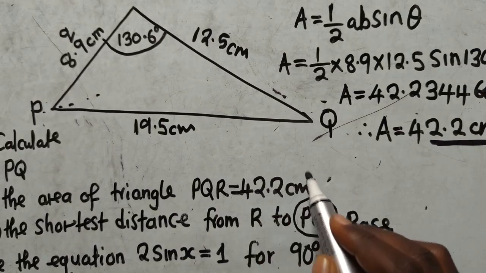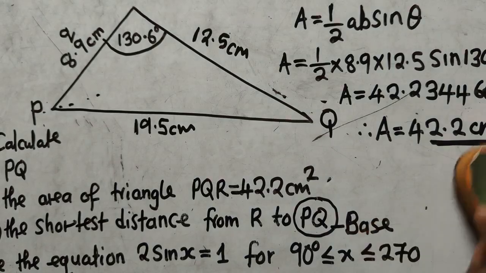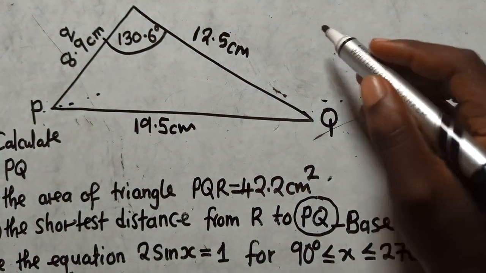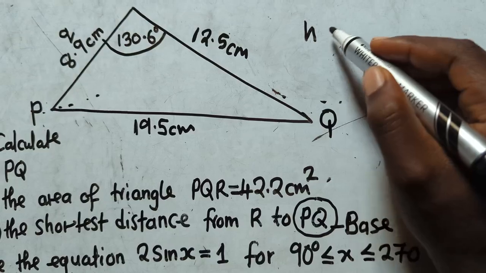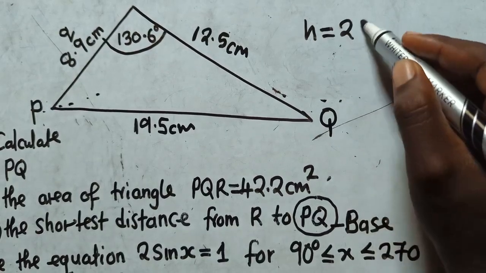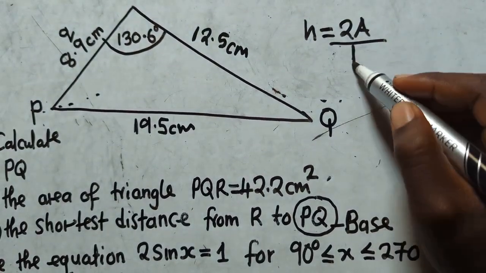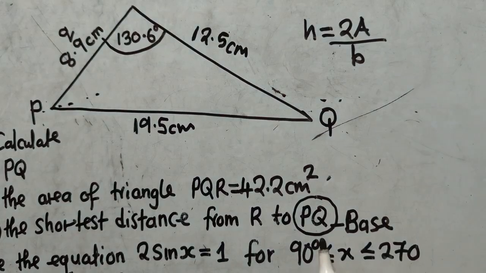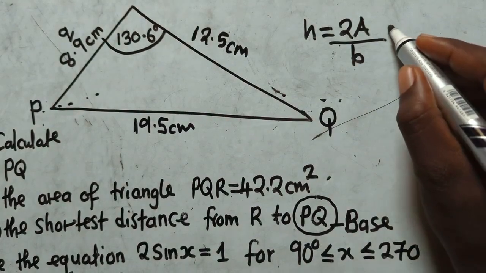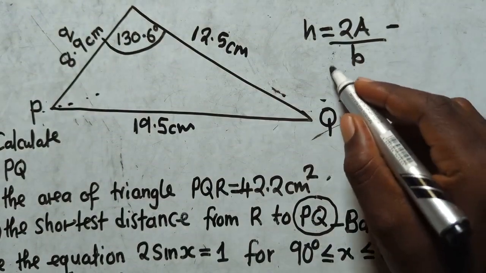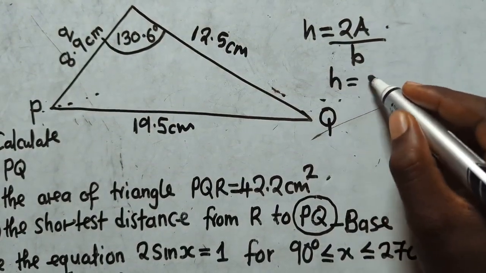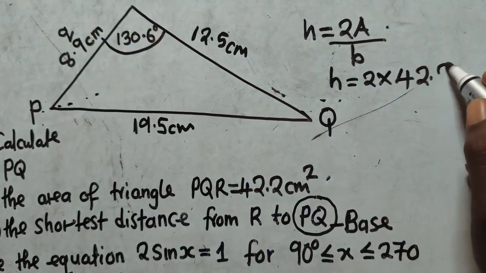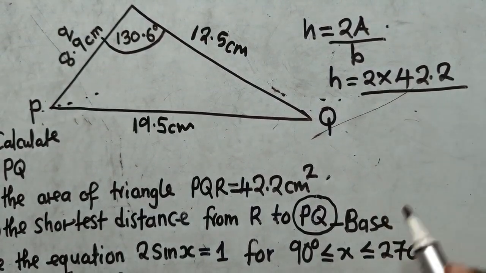42.2 centimeters squared. So if you want to find the shortest distance, the formula we get to use is shortest distance, which is H, equal to 2A over B. This is the base and that is the area. You are done. So this is the same as 2 multiplied by area, which is 42.2, over what is the base?